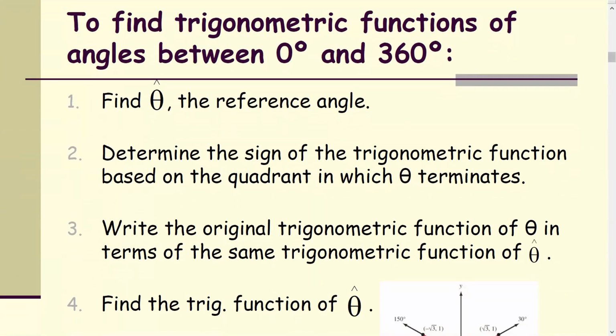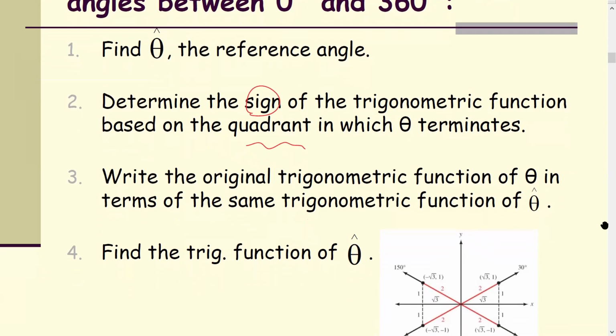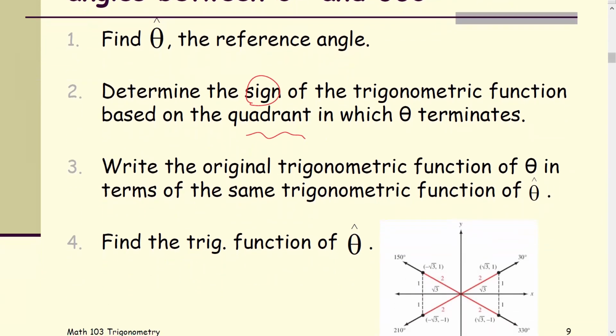To find the trigonometric functions of angles between 0 degrees and 360 degrees: Step 1, we find the reference angle, theta hat. Step 2, determine the sign of the trig function based on the quadrant in which theta terminates. Step 3, write the original trigonometric function of theta in terms of the same trigonometric function of theta hat, the reference angle. Step 4, the last step, find the trig function of the reference angle.